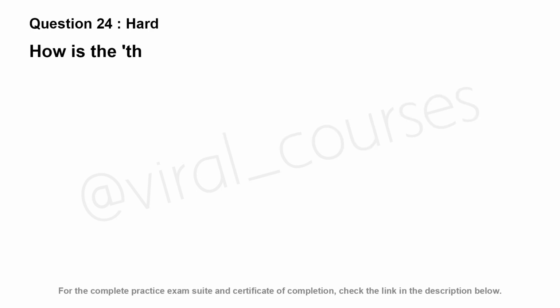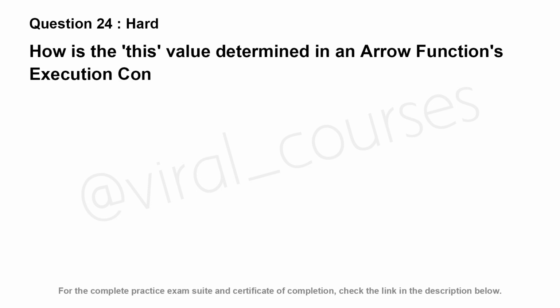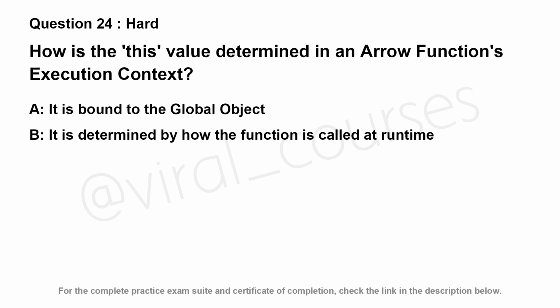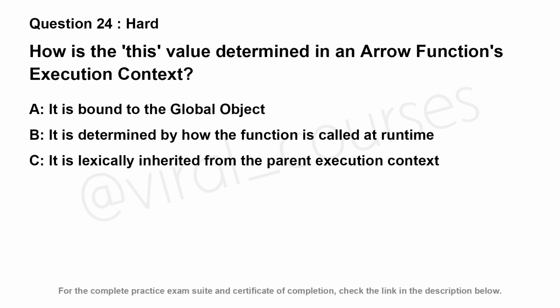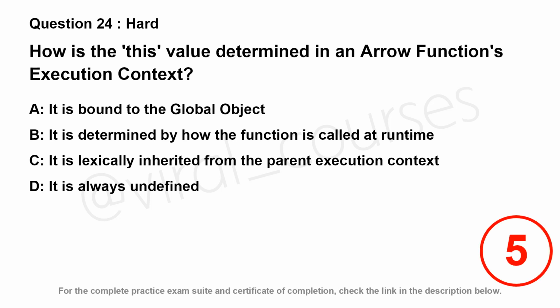How is the this value determined in an arrow function's execution context? Option A. It is bound to the global object. Option B. It is determined by how the function is called at runtime. Option C. It is lexically inherited from the parent execution context. Option D. It is always undefined.